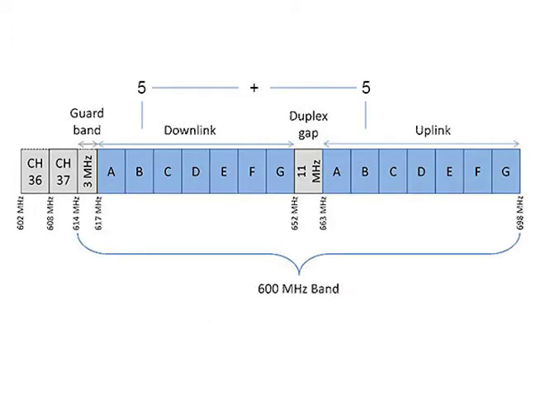The 600 MHz band was reallocated, as shown in the figure, to create 7 paired 5 MHz blocks.